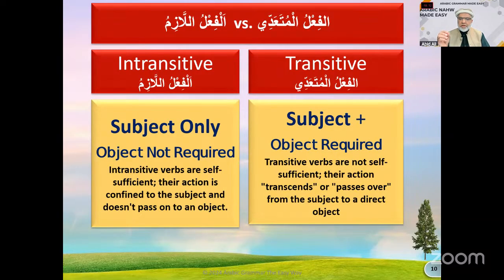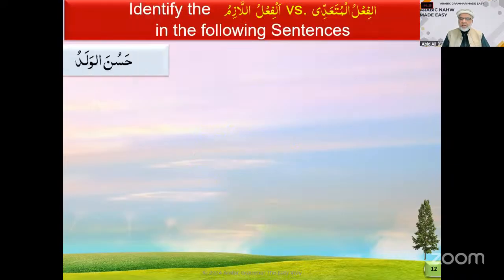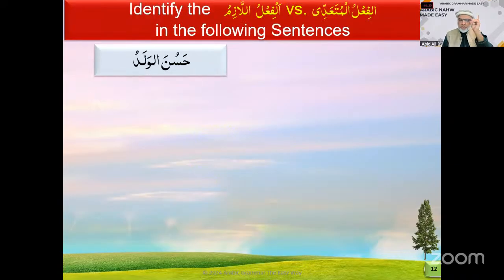When you think of Fe'lul Lazim, you look for the subject only. When you are looking for a fi'l al-mutaaddi, you're looking for a subject and an object. Is that simple enough? Okay, let's see. This exercise: if I give you a sentence, Hasanul walada, waladu. Even if you don't know the meaning, is this a verbal sentence?